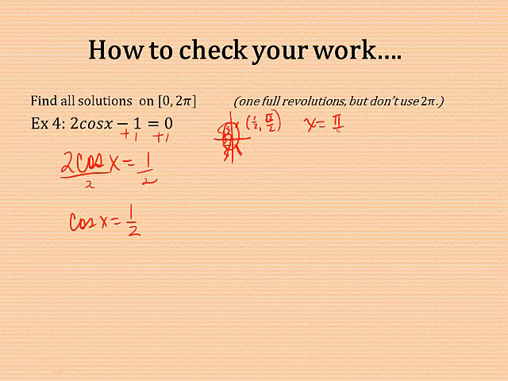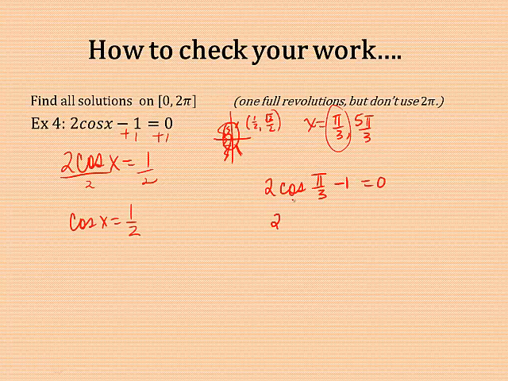That's pi over 3, and down here that would make that 5 pi over 3. Okay, so it had 2 solutions. So how would I check this? Well, now you put this angle back into the original problem. Okay, so I would do 2 cosine of pi over 3 minus 1 equals 0.